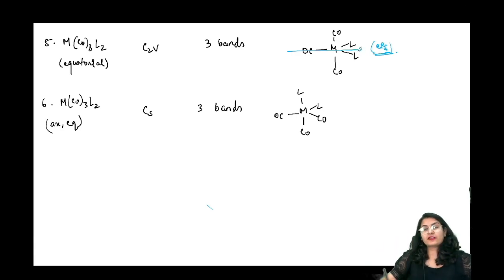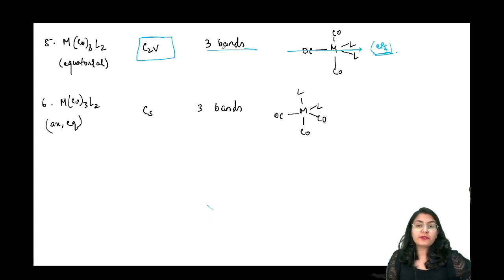rotation like this. So this is going to be a C2V type of point group, and the rotation is going to give you 3 bands because of 1, 2, 3 carbonyls.